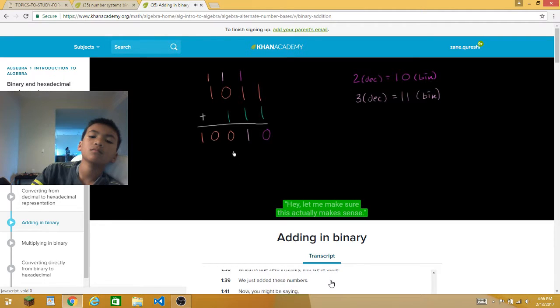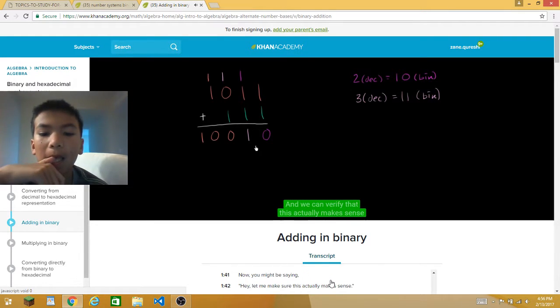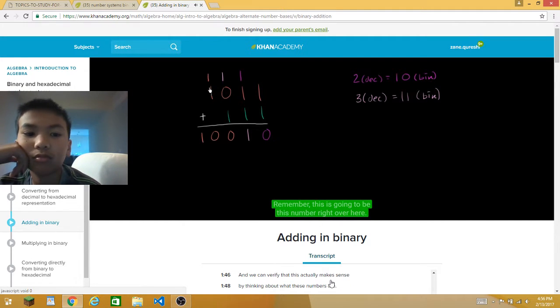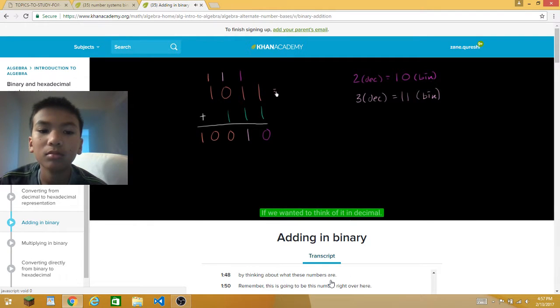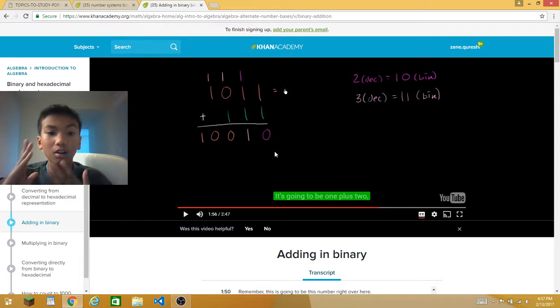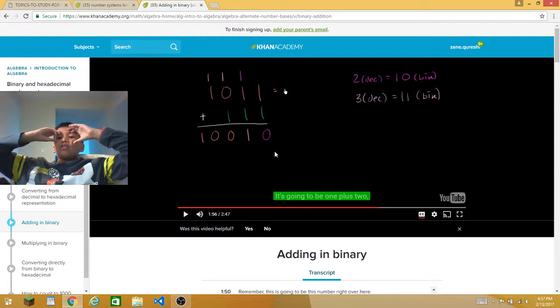Now, you might be saying, hey, let me make sure that this actually makes sense. And we can verify that this actually makes sense by thinking about what these numbers are. Remember, this number right over here, if we wanted to think of it in decimal, is going to be 1. Wait. Oh, they're adding. Oh, so 11 plus 7 is 18. Oh my goodness.